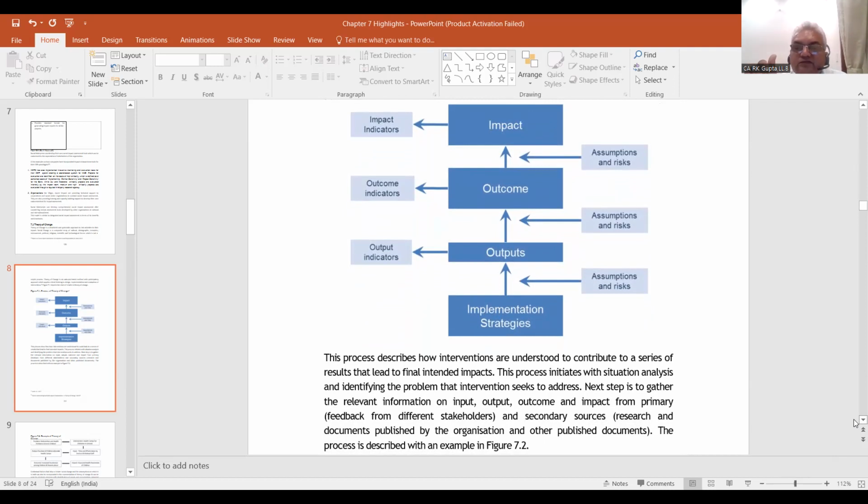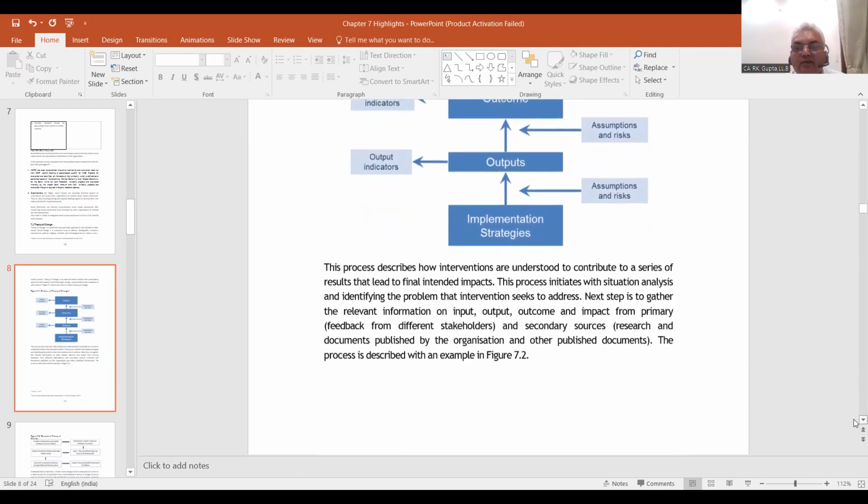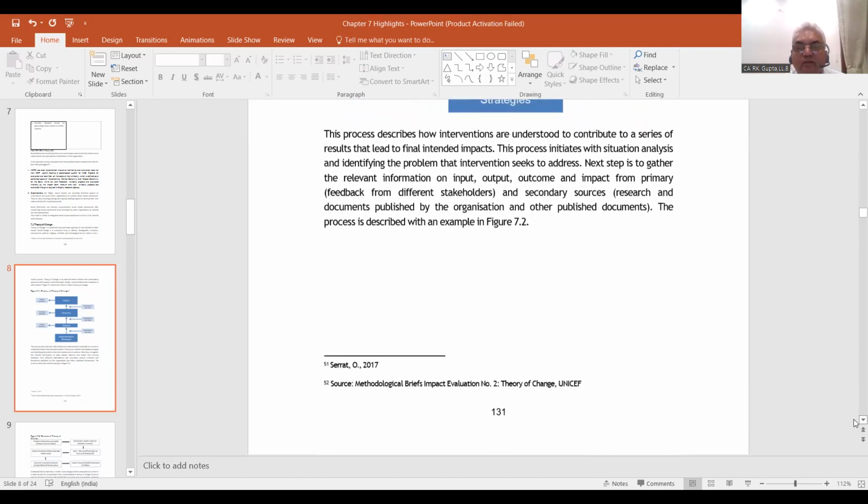This process initiates with situation analysis and identifying the problem that intervention seeks to address. Next step is to gather the relevant information on input, output, outcome, and impact from primary feedback from different stakeholders and secondary sources, research and documents published by the organization and other published outcomes. The process is described with an example in figure 7.2.